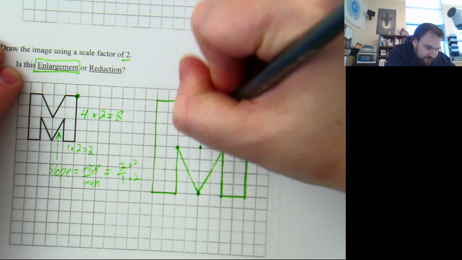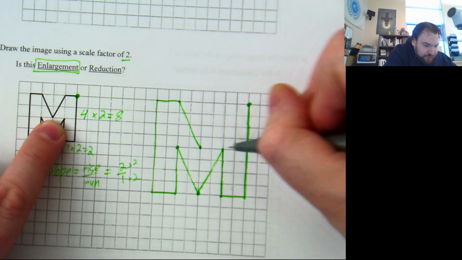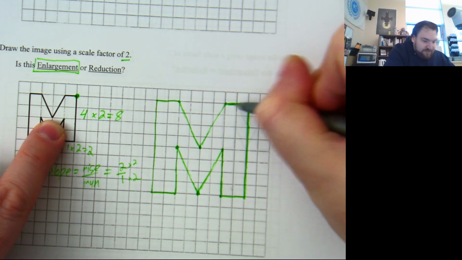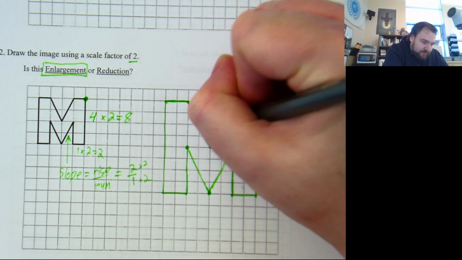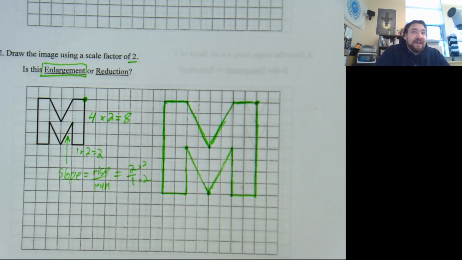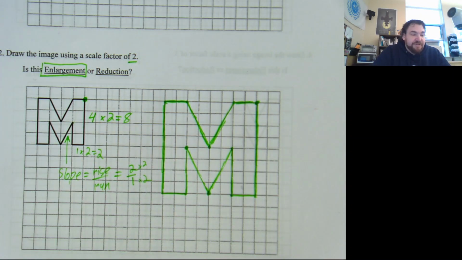Connecting those dots. Instead of going over 1 and up 2, we're going to go over 2, up 4. We're going to connect those dots. And finish it off, and now we've got our scale diagram of the letter M. This one is twice as big in every respect as this one is here. All the dimensions are twice as big. We multiplied the original by the scale factor. Comments, questions, concerns?